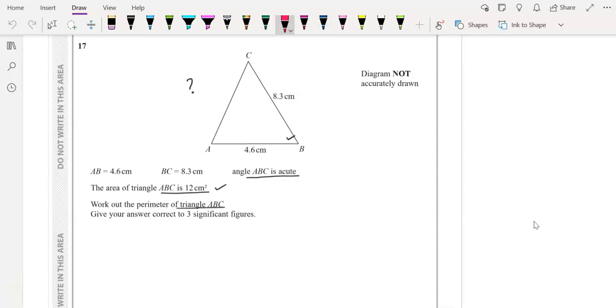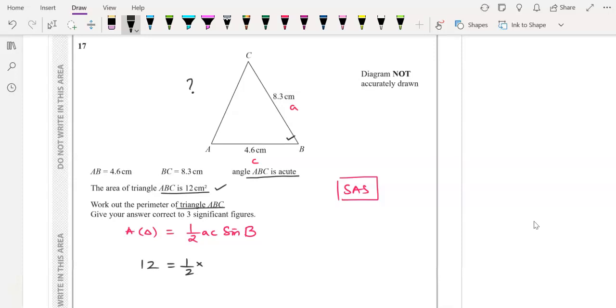Now area of triangle, when the height is not given, is half into product of two sides and sine of the included angle, which is SAS. You need two sides and the included angle. So area of triangle is this angle B. Suppose this is C and this is A. So your formula is half AC sine B. Let's substitute the value. Area of triangle 12 equals half times 8.3 times 4.6 into sine B.